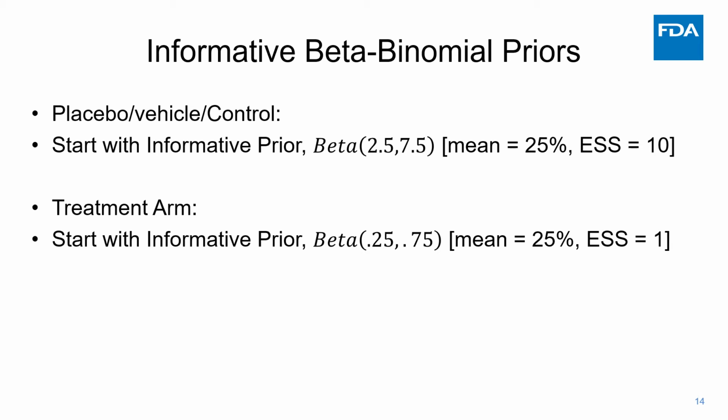For our treatment arm, since we don't know anything about the historical treatment arm, we chose ESS 1, because we want to place less weight on the historical treatment arm. So we choose 1, and this is by default the same mean as the control. Because we don't know anything, we chose a small ESS, so that will affect less. So the prior beta for the treatment arm is 0.25 and 0.75.